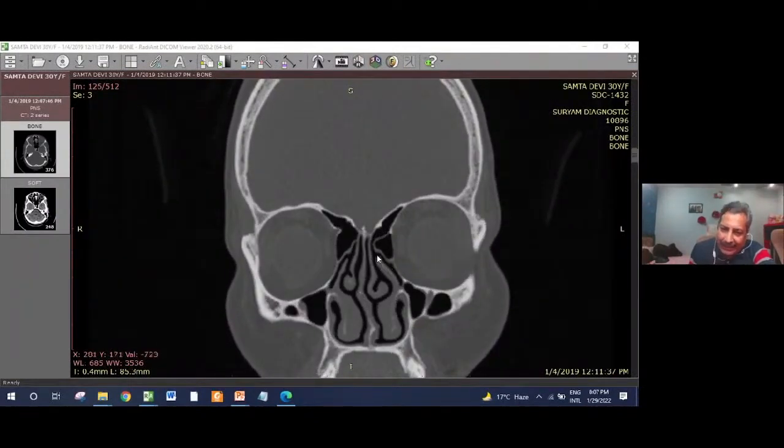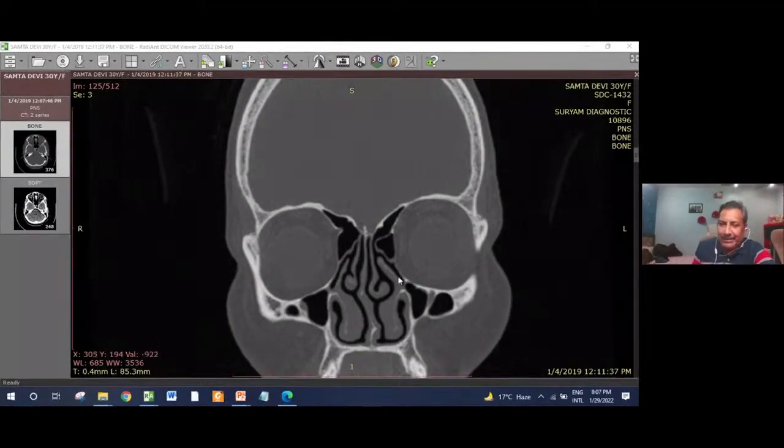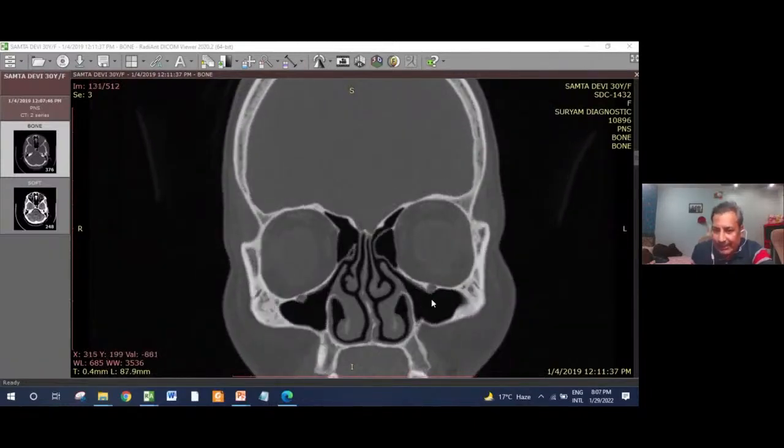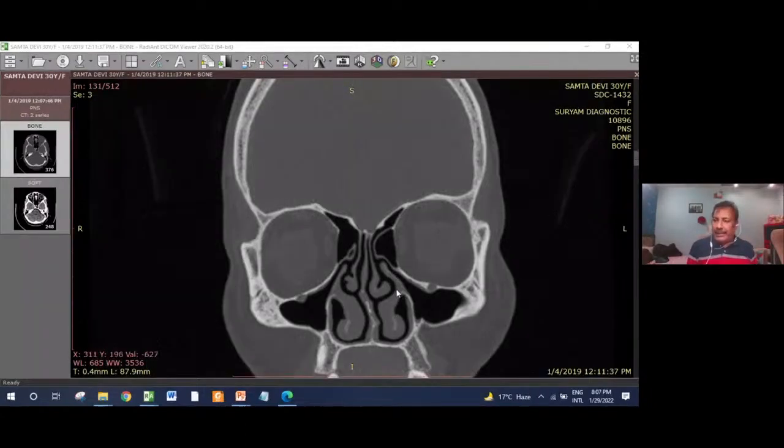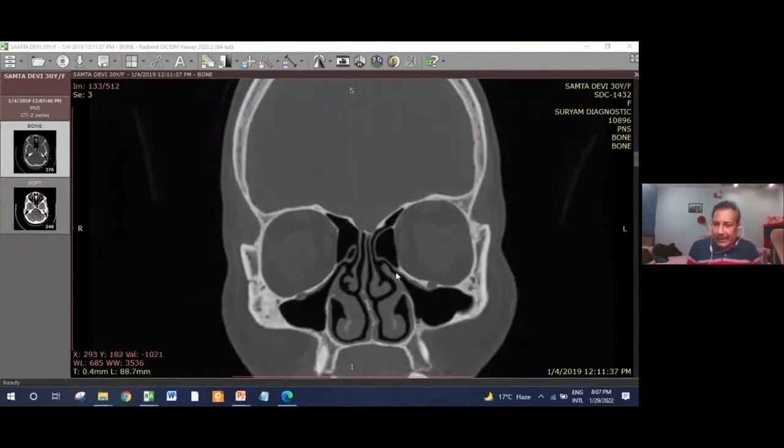I'm creating these channels. This semilunar channel between the bulla and the uncinate is the hiatus semilunaris. And the maxillary sinus drains through this infundibulum into the hiatus semilunaris. So this infundibulum is practically a three-dimensional structure, but this hiatus semilunaris between the bulla and the uncinate is a two-dimensional structure, and this drainage pathway is narrowed between these two structures.